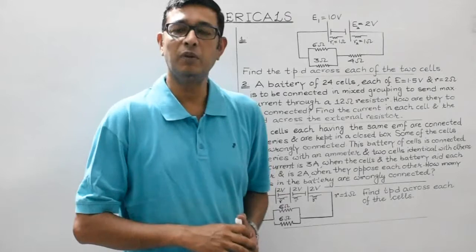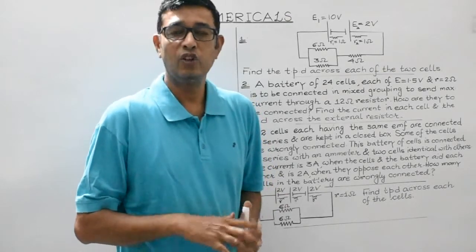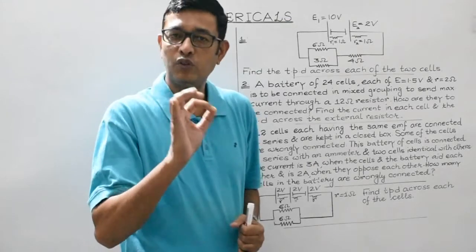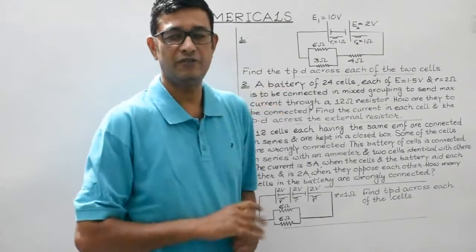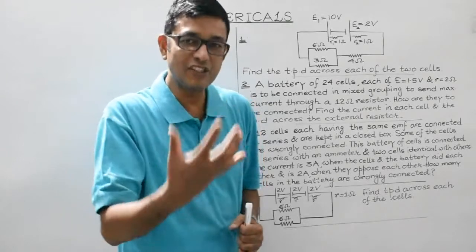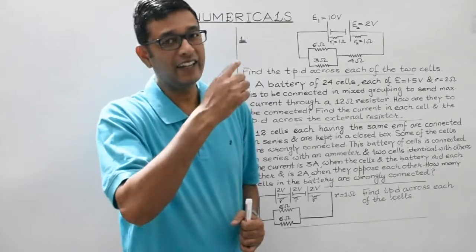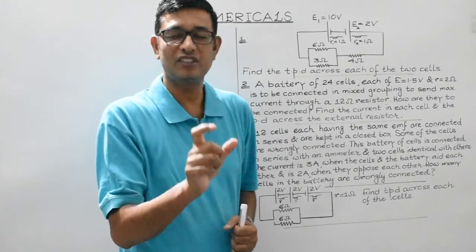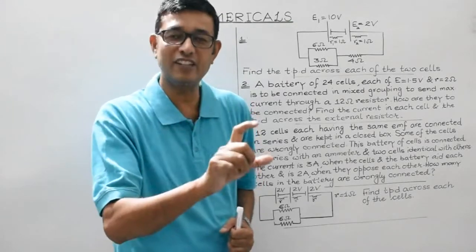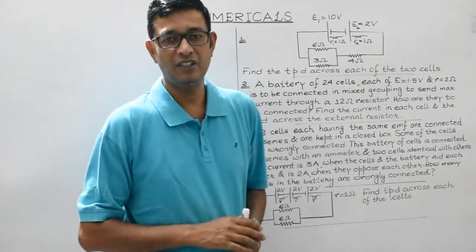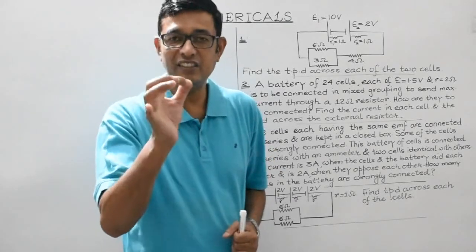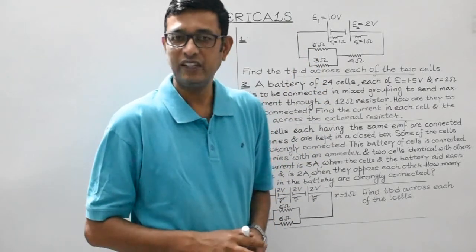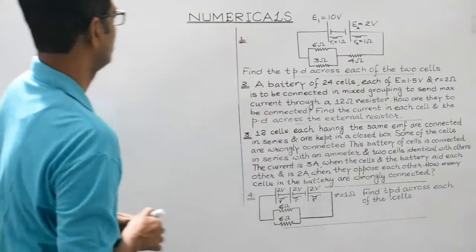And students, you must remember, we have discussed that during discharging of a cell, the TPD is always less than that of EMF. While during the charging of a cell, that is when the current enters the positive terminal and leaves the negative terminal, then the TPD across the cell is found to be greater than its EMF. So let's discuss these theoretical points in solving these numericals, right? So let's start with the first question.